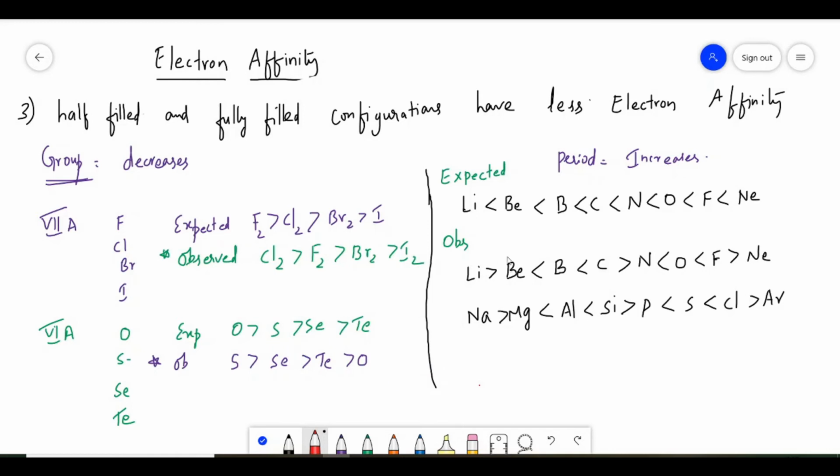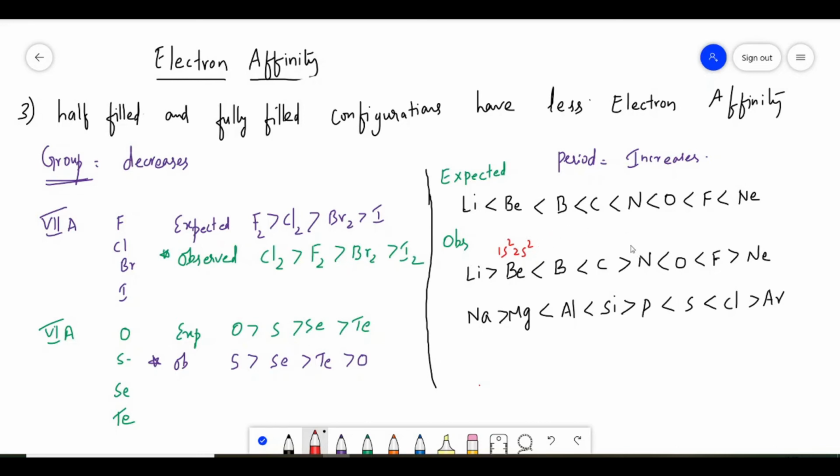So what is the configuration of beryllium? It is 1s2, 2s2, completely filled. So completely filled, more stable. If it is more stable, it is not ready to give electrons and not ready to take electrons. Electron affinity means taking of electrons. When it is not taking electrons, it means electron affinity is less.